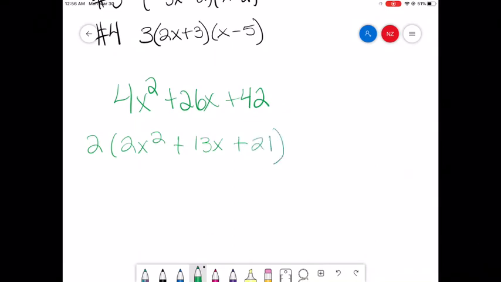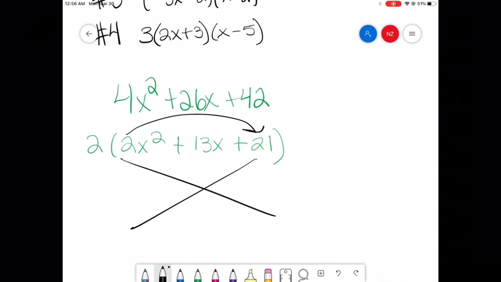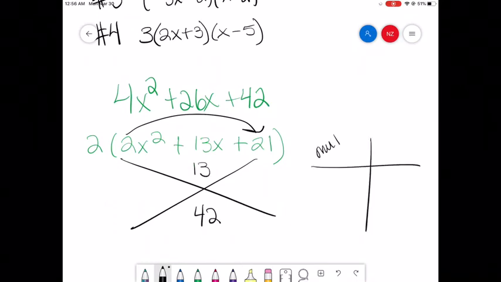Okay, so then when I go ahead and factor, you have your a times c, drop down b. So I'm going to do a times c, drop down b. 2 times 21 is 42, drop down b. Okay, D chart, multiply to give me 42, add to give me 13.